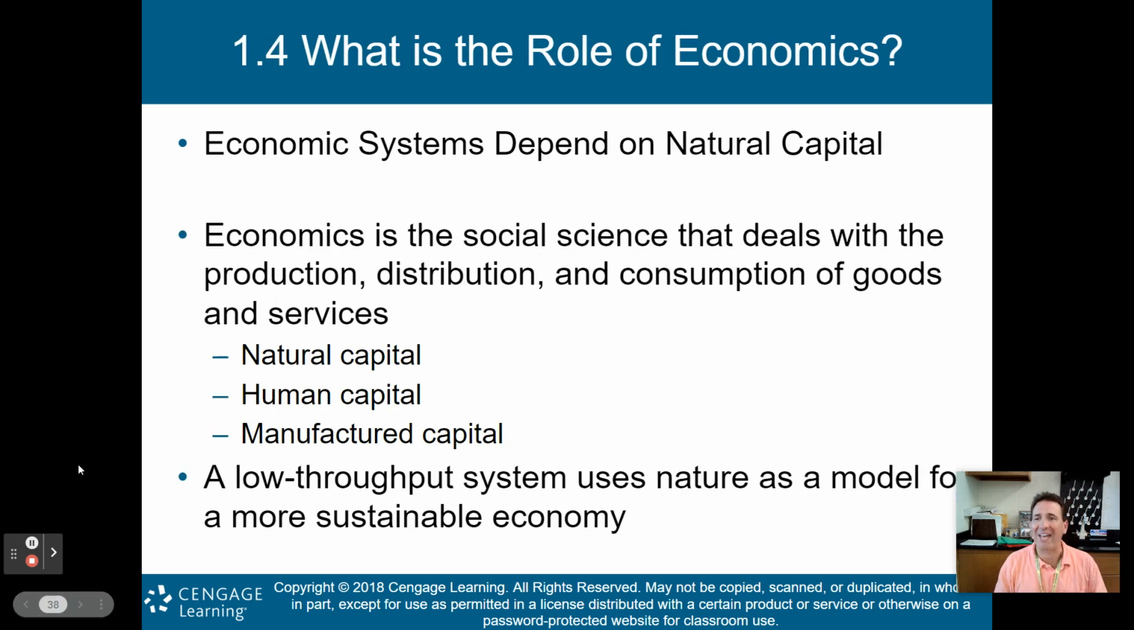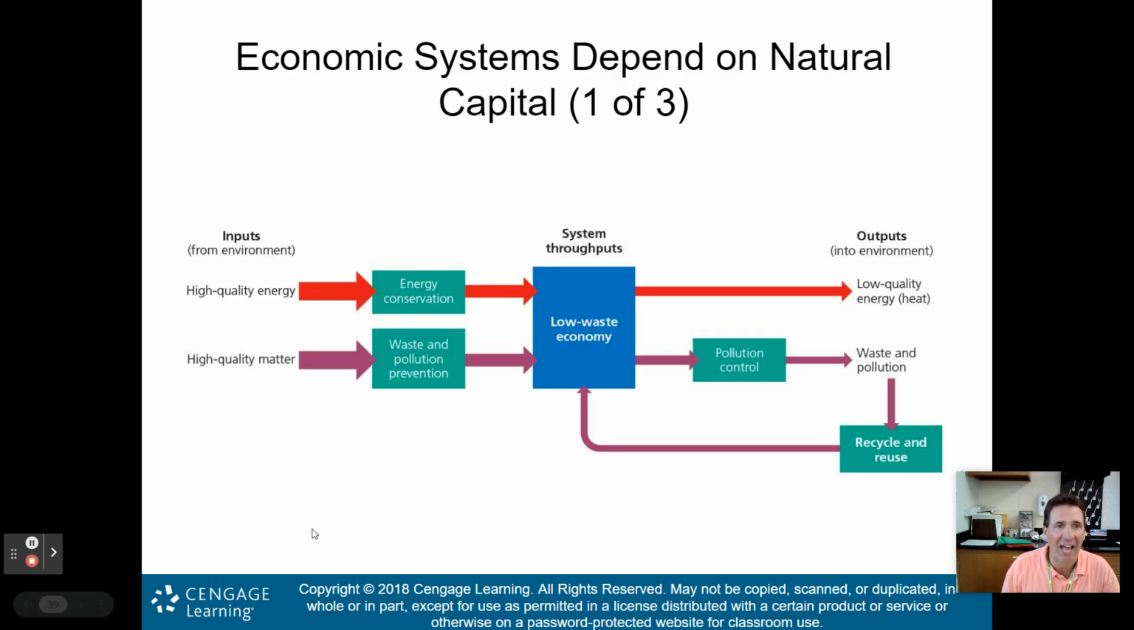So what is the role of economics in all of this? Well, our economic systems depend on that natural capital we talked about in part one of this lecture. Economics is the social science that deals with the production, distribution, and consumption of goods and services. So again, there's natural capital, there's human capital, and there's manufactured capital. That all goes into economies. A low throughput system uses nature as a model for a more sustainable economy, and that's what we have to try to get to, this low throughput system that, again, uses nature as a model.